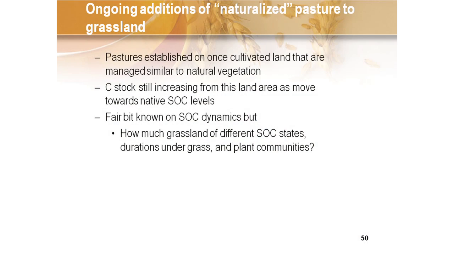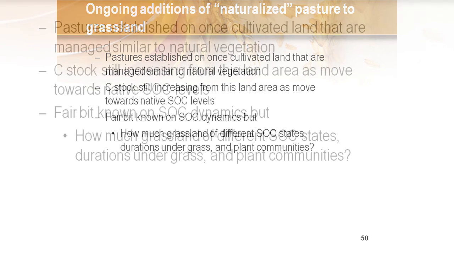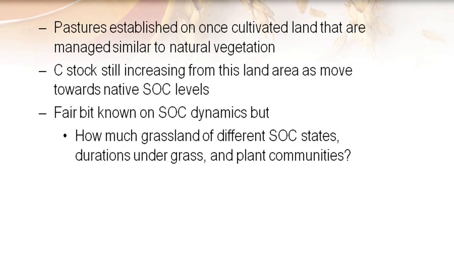This naturalized grassland is an interesting one, because we're talking about pastures established on once cultivated land. There's a lot of knowledge about carbon stock changes when you make that conversion back to grass, but it depends on the state when they were converted, how long they have been under grass, what the plant communities are, and so on. A fair bit is known. Ellen Owasa and I have been working on one. It is certainly a type of grassland where you would expect carbon to be increasing.